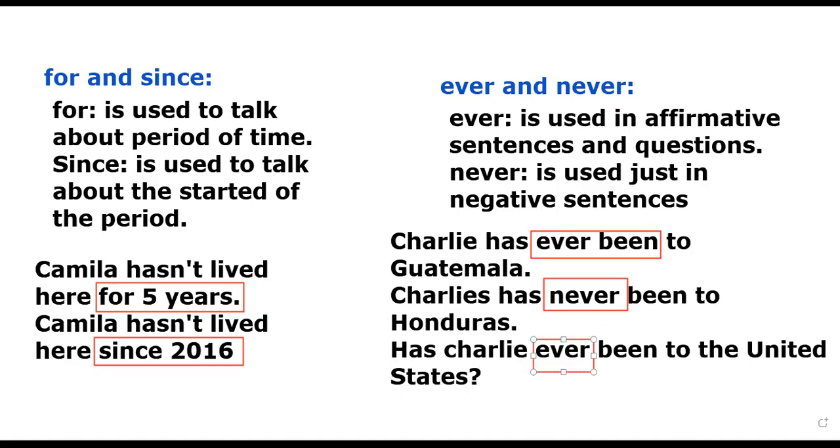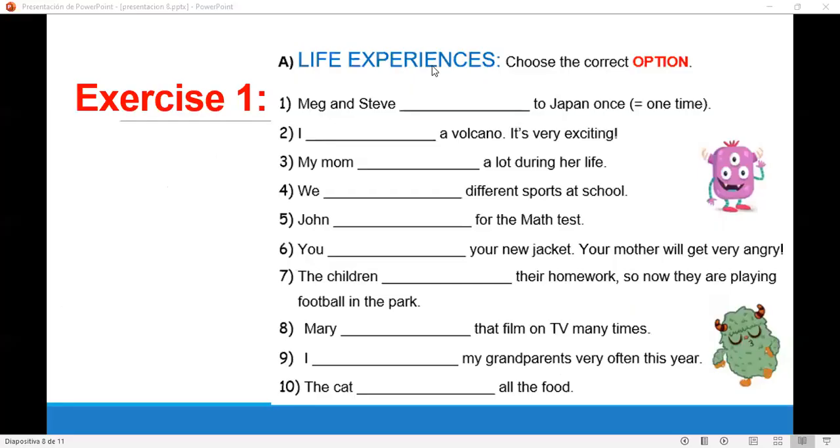So now let's continue with the practice. Okay, let's practice this part. It says exercises. Exercise number 1, life experience. Choose the correct option. Number 1, Meg and Steve to Japan once. Once in this case means one time, una vez, okay?